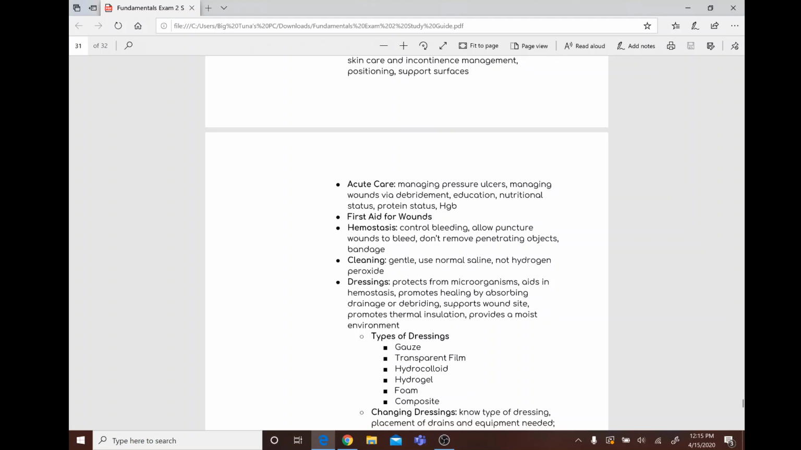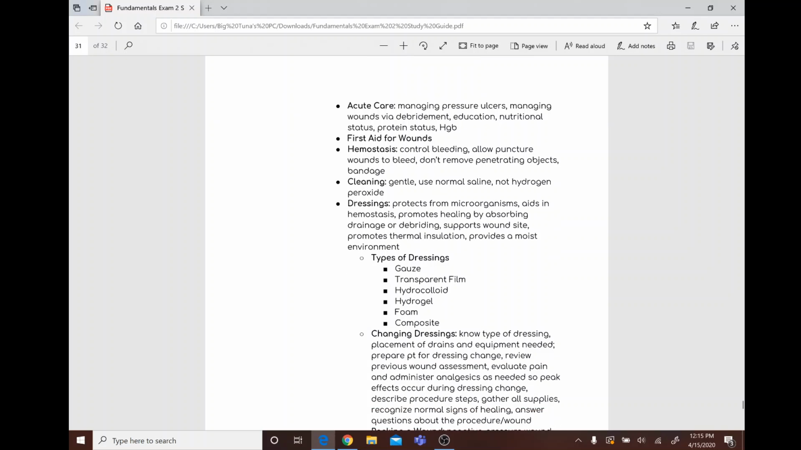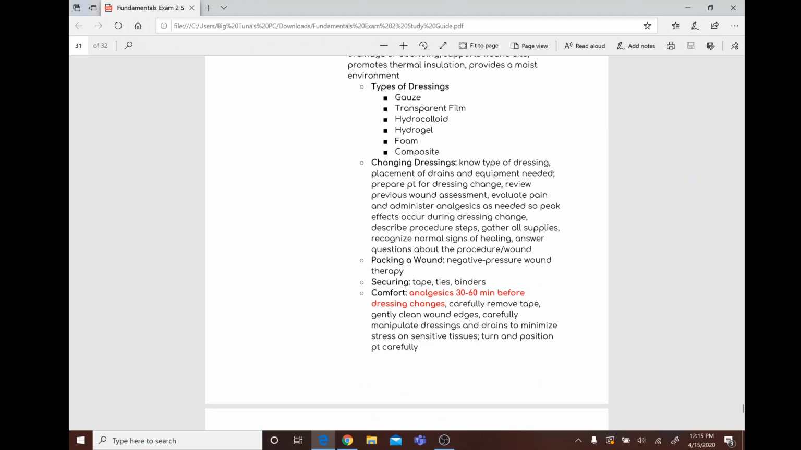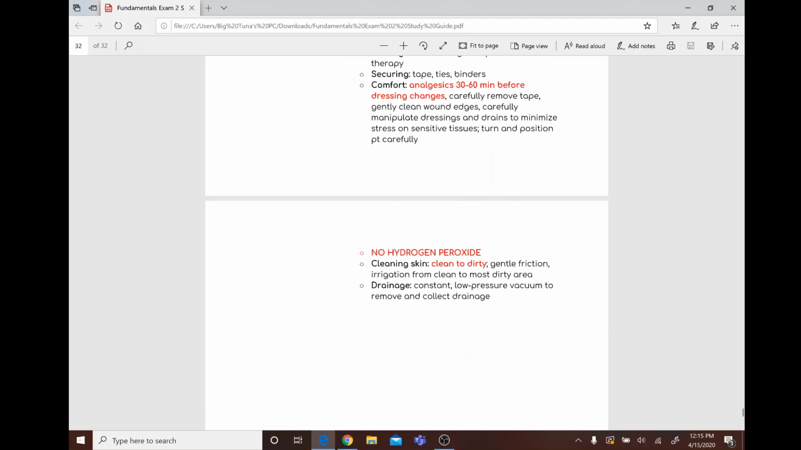Implementation stuff. Hemostasis, cleaning, no hydrogen peroxide, changing dressings, maybe give pain meds 30 to 60 minutes before dressings, easy peasy. Clean from clean to dirty, gentle friction, drainage, easy peasy.